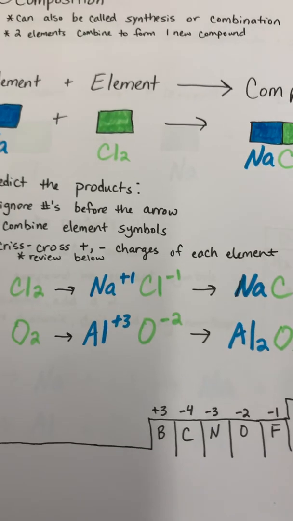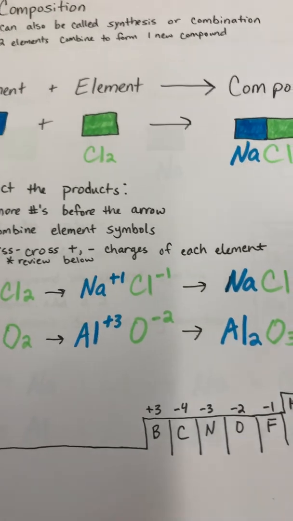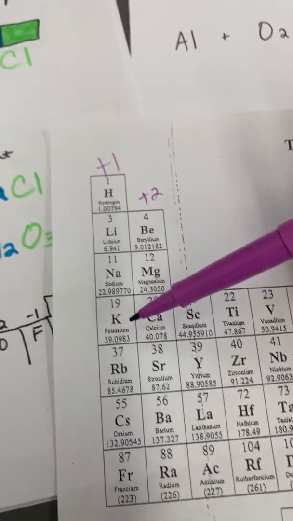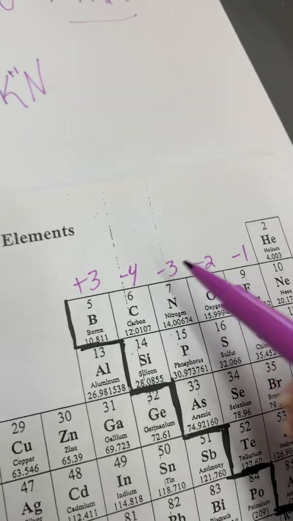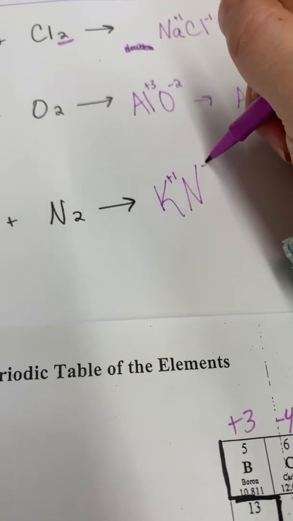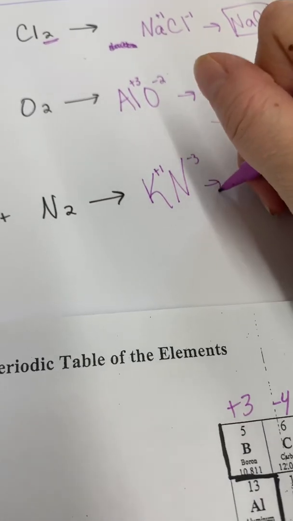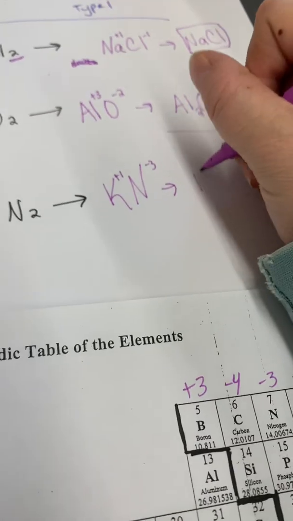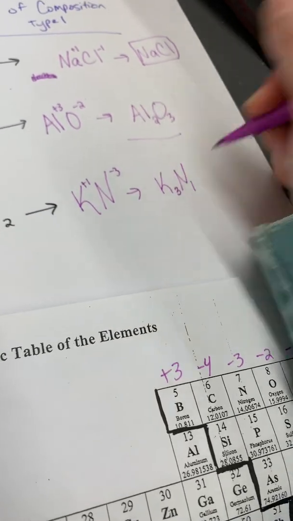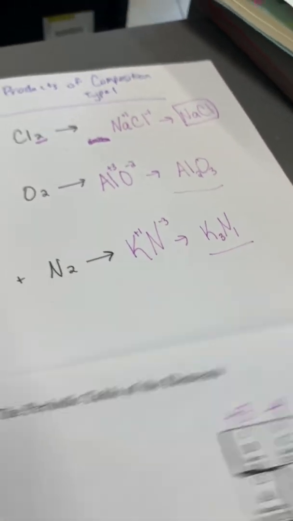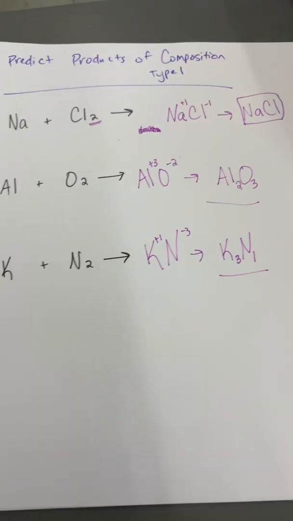And step 3, crisscross charges of each element. K is a +1 charge. So we're going to do K +1. And N is a -3 charge. So we're going to do -3. Then when we crisscross this, we're going to switch our 1 and our 3 and make it 3, 1. There you go. So this is composition reactions only.